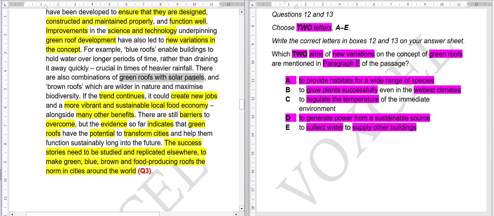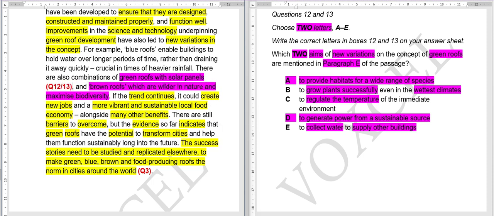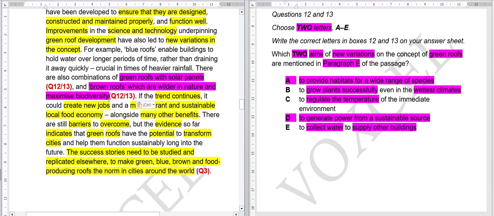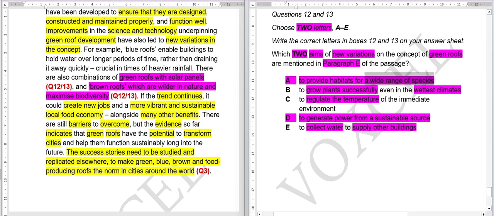First, green roof with solar panels and brown roofs, which maximize biodiversity. Let me just write it here first. So here, option A, to provide habitats for a range of species. A range of species means maximum.